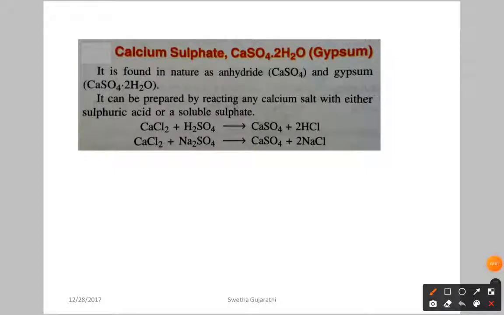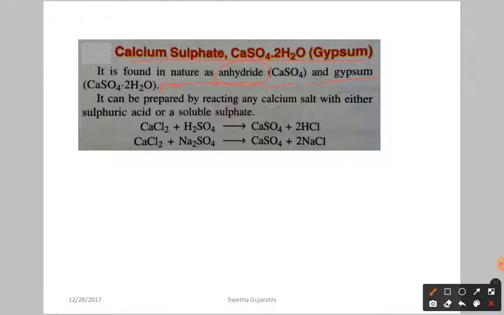Hello students, in calcium components we have the next one, calcium sulfate, or you can write it as gypsum, that is the formula CaSO4·2H2O. Okay, so it is an anhydrous form. Anhydrous means we don't have water molecules. So in nature it is found as anhydrous CaSO4, and gypsum means along with the water, it is called what?